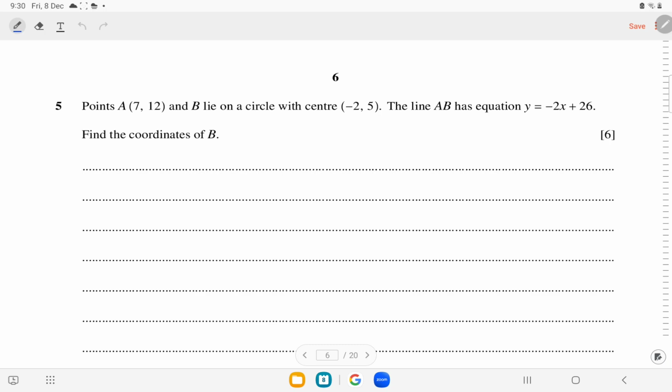In question number 5, this is worth 6 marks. It is given that points A and B lie on the circle with center this. It means you are given, what you are given.